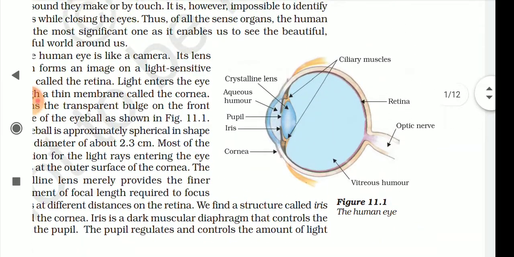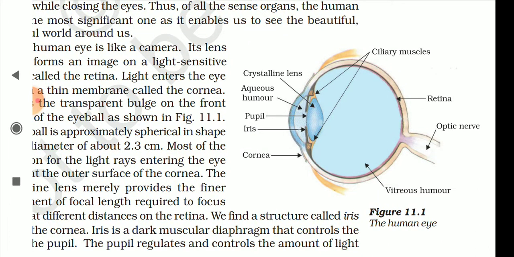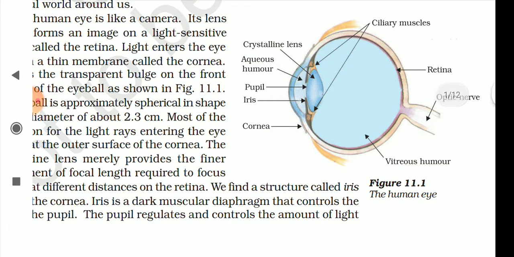So what happens? Light enters the eye through the cornea. Okay, the light sensitive cells are also known as the retina. The crystalline lens, fine, is controlled by the iris. The iris is a dark muscular diaphragm that also controls the pupil. We can control the crystalline lens and pupil with the help of the iris. The pupil regulates and controls the amount of light entering into our eyes.